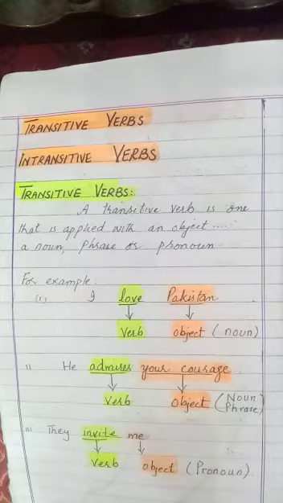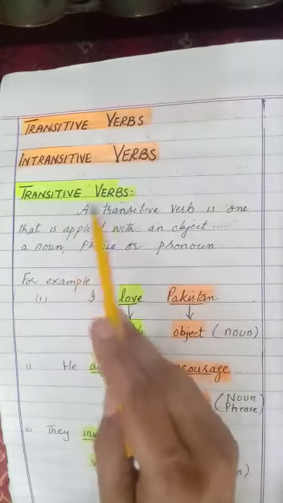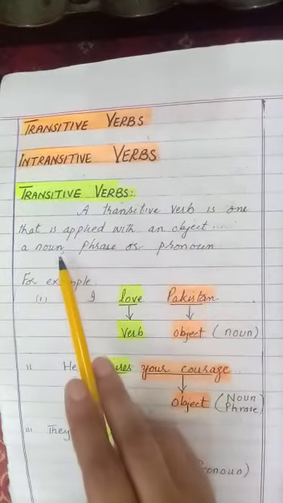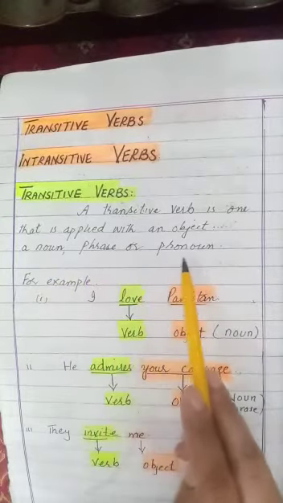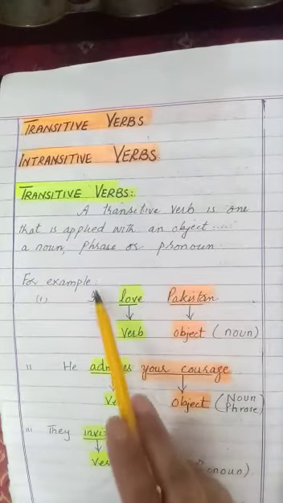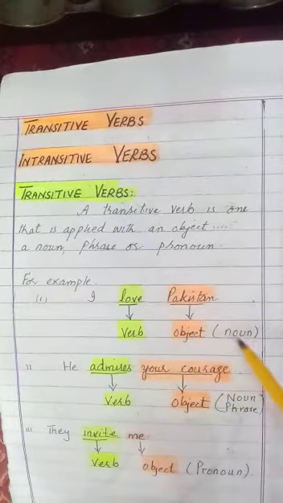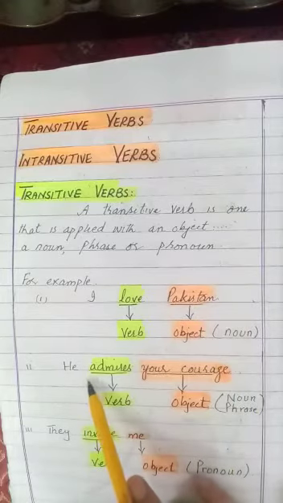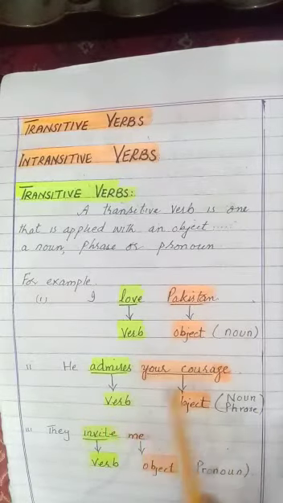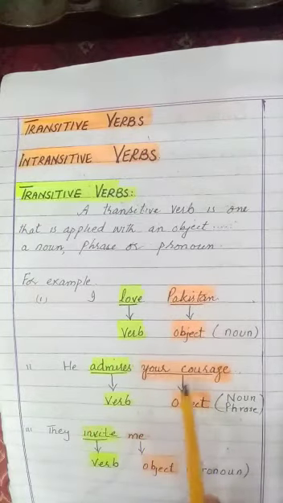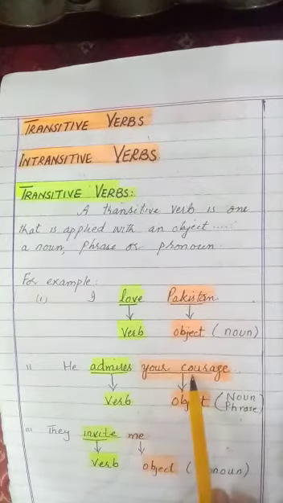But before doing that exercise, let me give you again for your review the definition of a transitive verb. A transitive verb is one that is used with an object. An object will be a noun phrase or a pronoun. For example, I love Pakistan. I told you that I is the subject, love is the verb, and Pakistan is an object, and that object is a noun. Similarly, in the second example, he admires your courage. He is the subject, admires is the verb, your courage is the object, and that object is a group of words, so that is a noun phrase.